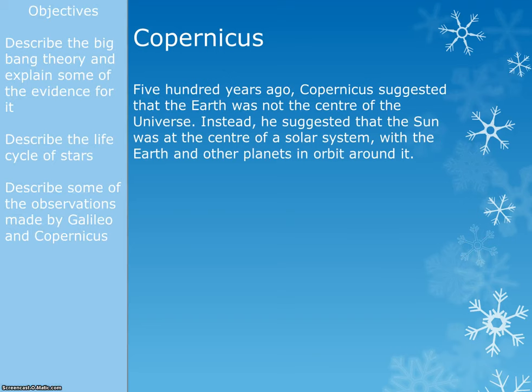Okay, so the last thing we need to talk about is some observations made by Galileo and Copernicus. So Copernicus, about 500 years ago, was one of the first people to suggest that the Earth was not at the centre of the universe. So that was generally the commonly held idea, was that God made the universe for us, so we were at the centre of it. And he suggested we weren't. He suggested that the Sun was at the centre of the solar system and the Earth went around the Sun. So rather than the sun going around the Earth, which was the commonly held idea.